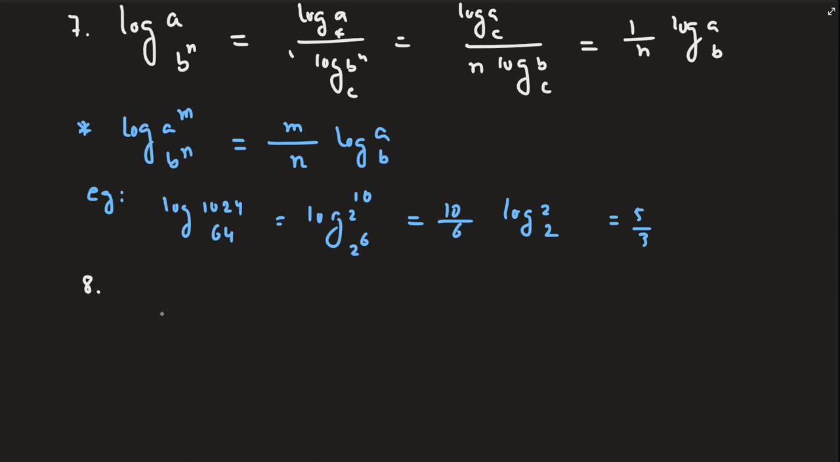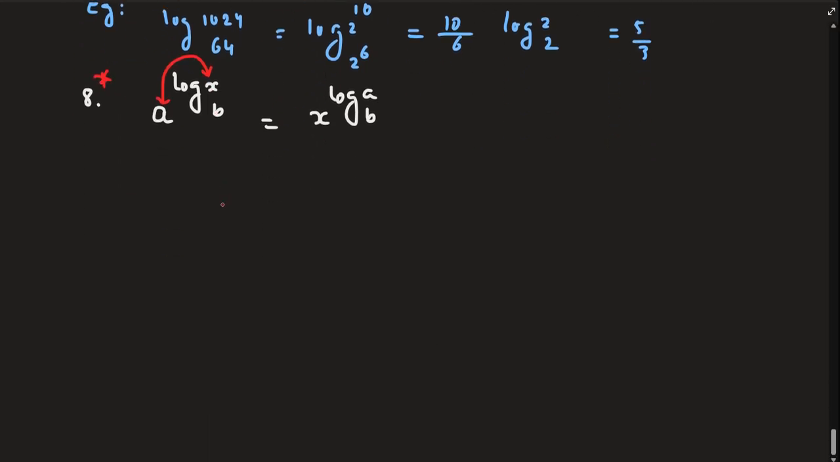Property 8 says that if you have a to the power log x base b, you can write it as x whole to the power log a base b. That means you can interchange this a and this x. These two you can interchange. This is also an important property. Okay now.